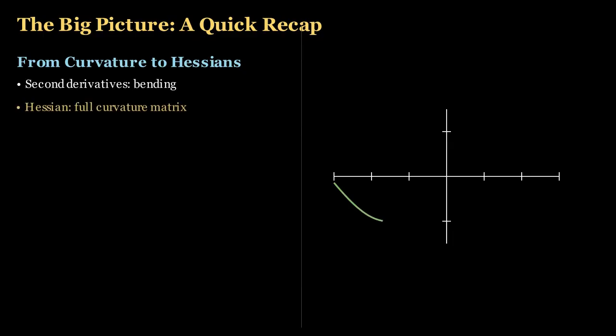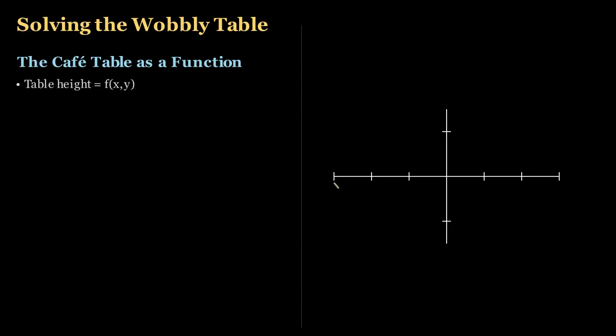But stretching is only half the story. Second derivatives measure bending, how a surface curves. The Hessian matrix packages all that curvature together, telling us if we're at a bowl-shaped pit, a dome-shaped peak, or a twisted saddle pass. Let's pay off our opening puzzle.